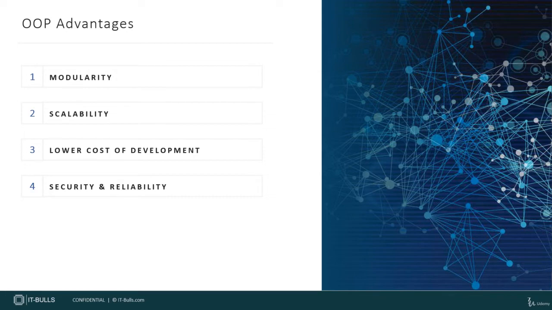Security and reliability. Basic OOP principles allow you to hide details of implementation from the user of your objects. OOP design allows you to build a robust design with independent modules. That in turn makes your software more secure and reliable.